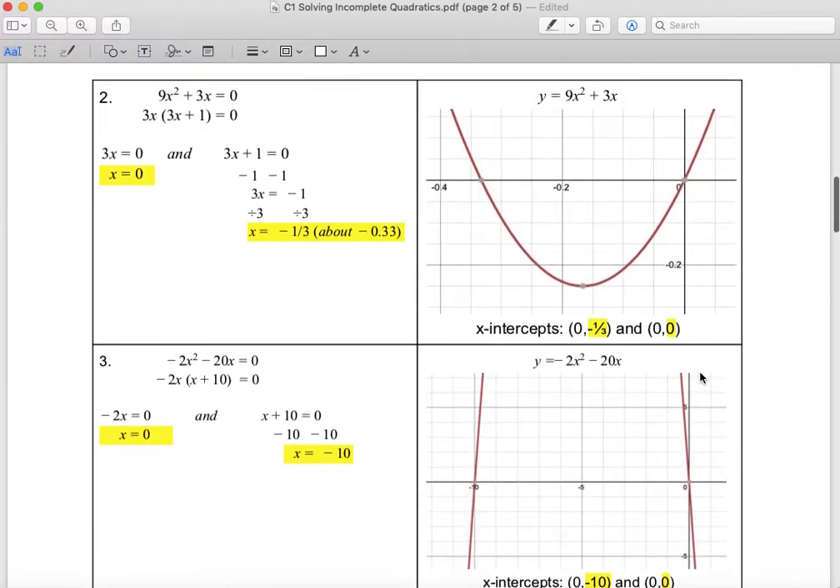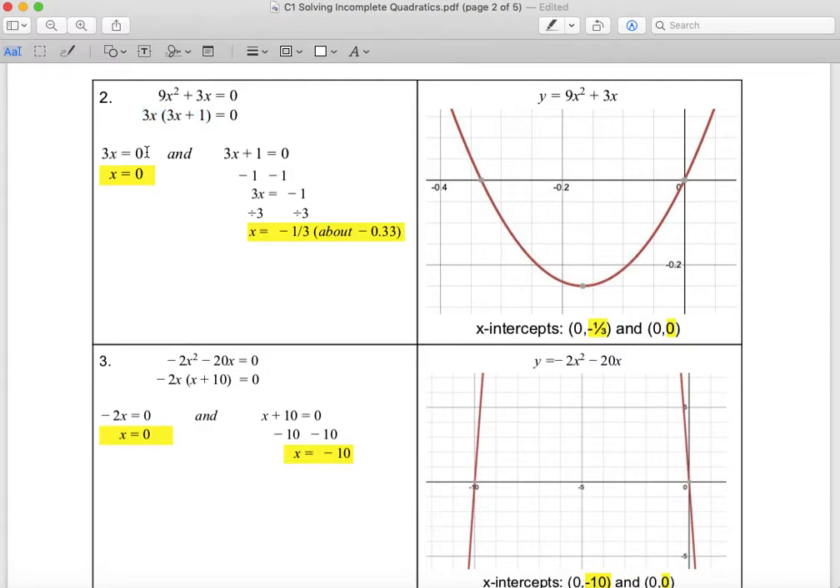Next example, a little bit more complicated. We've got 9x squared plus 3x equals 0. We can factor out an x, and we can factor out a 3. 3 is the greatest common factor between 9 and 3. So if I factor out a 3x, that leaves me with, well, 9 divided by 3 is 3, and x squared divided by x is x, so 3x. And then 3x divided by 3x gives me 1. So I am left with 3x times 3x plus 1 equals 0.